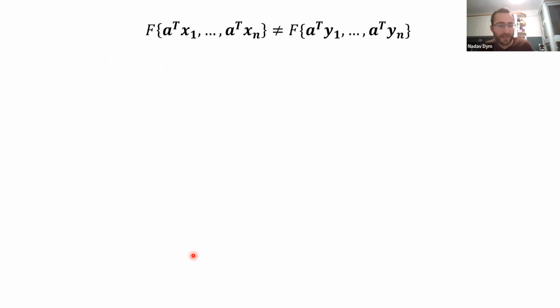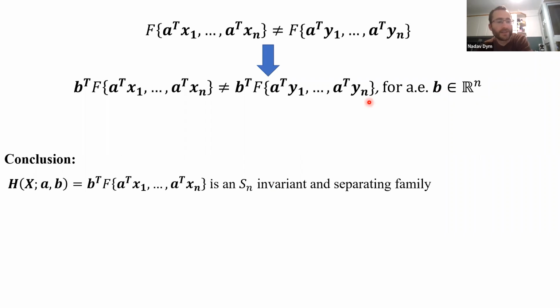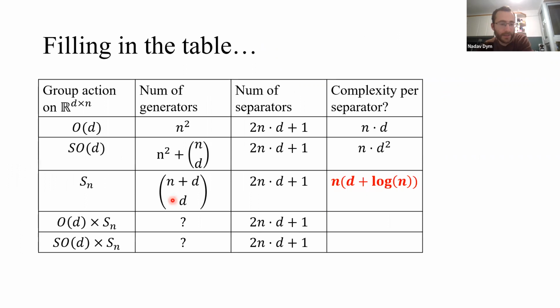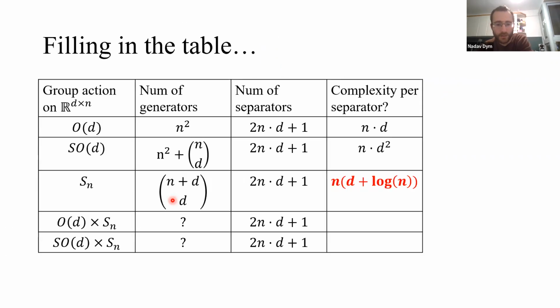As a last step, to save storage, you have two vectors in R^n, and you apply a linear projection. Again, this will be separating for almost all vectors. So you build this separating function, which looks like this, and this is an S_n invariant and separating family. The idea is that you can take 2nd plus 1 of these functions, and it will work. So that gives us that.